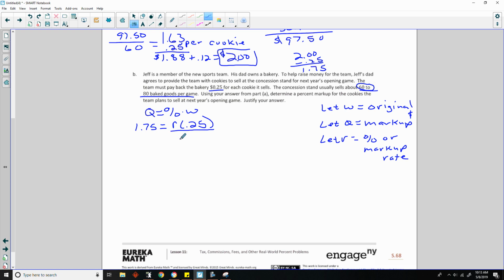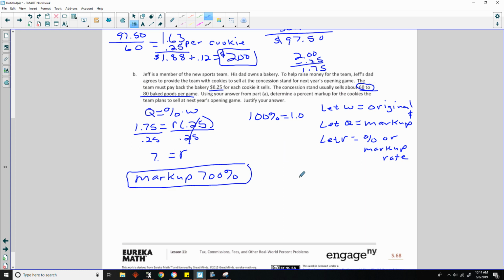So if I divide both sides now by 0.25, then these cancel, and I find our rate of markup, and there are 4 quarters in a dollar, and then 3 more, so that's 7. Okay, remember that 100% equals 1.0. So 7 is 700%. So then I would say the markup is 700%. That is a staggering markup.